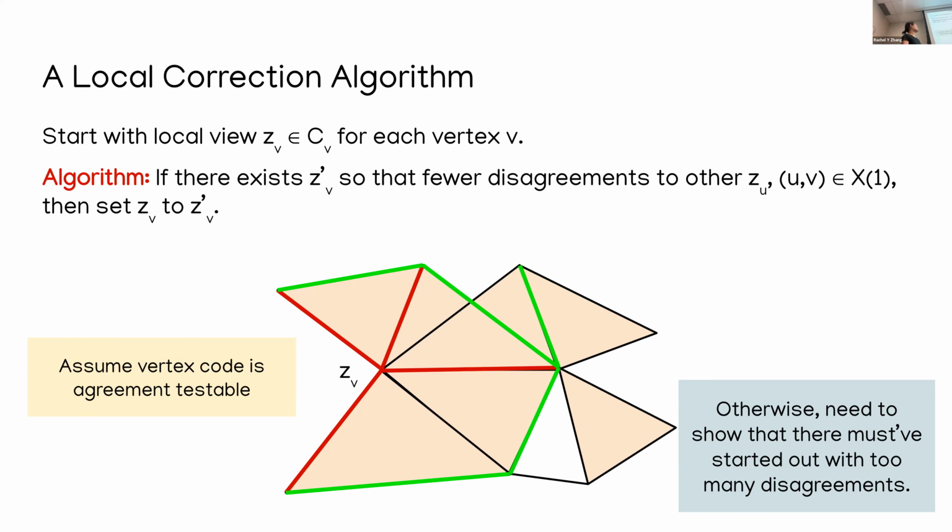Okay, how do we show this? Well, this is where we use that the vertex code is agreement testable. If there aren't that many edges here that are bad, then by agreement testability, there is some local view for this vertex that actually has very few disagreements with all of these yellow edges. So then you could change this to a better vertex view that has fewer disagreements, which would be a contradiction, because we assumed that the algorithm terminated and that there are no more local adjustments you can make to make things better.